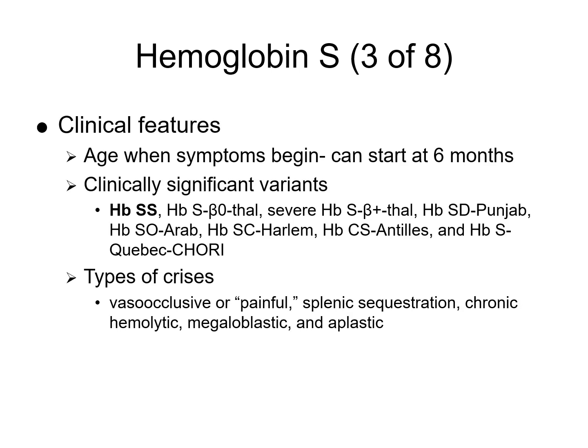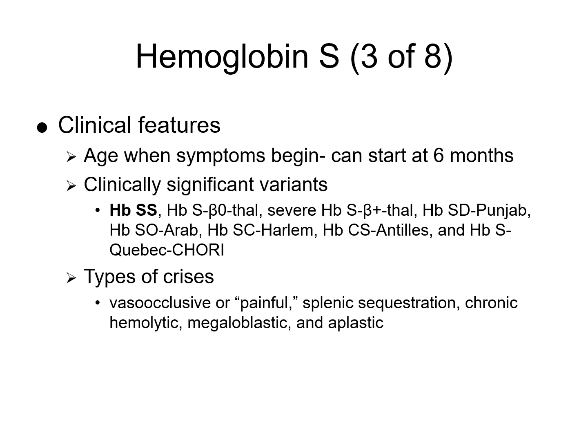For clinical features, the age of symptom onset is generally pretty early, around 6 months of age, as the fetal hemoglobin levels start to decline. There are some clinically significant variants that are associated with significant disease. We have hemoglobin SS, which are both capital, so that means homozygous sickle cell disease, hemoglobin S beta thalassemia, and severe hemoglobin S beta thalassemia as well. There are some more listed there, but you do not need to memorize those by any means.